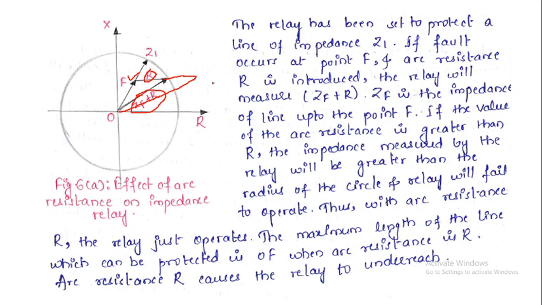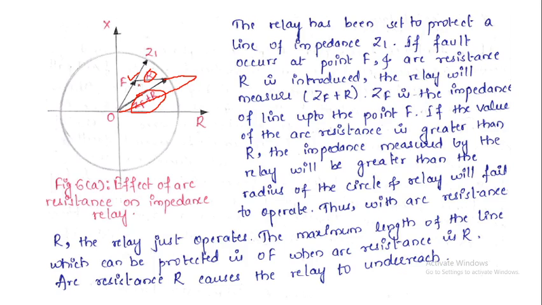So with the arc resistance R, the relay just operates. For a particular value of the arc resistance R, the relay will simply operate. If it exceeds that, the maximum length of the line which can be protected is OF. Though it has a capacity of protecting up to OZ1, because of the presence of arc resistance, it is protecting only up to a length of OF. So the protected length is OF when the arc resistance is R.